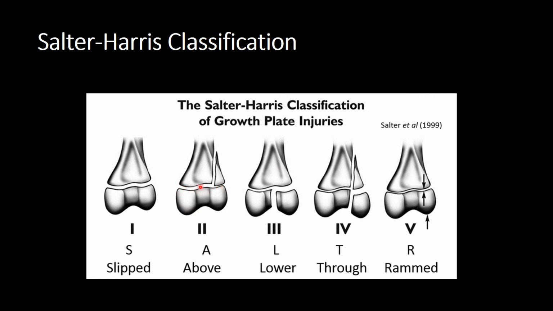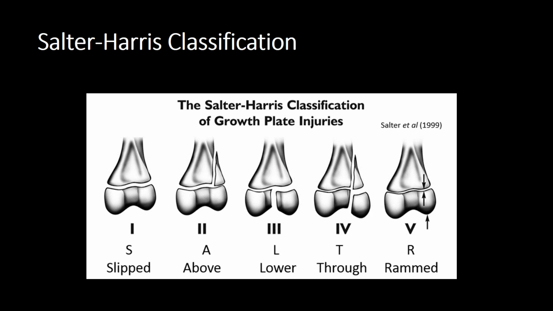Once this physis has fused, i.e. the patient becomes skeletally mature and they stop growing, the whole portion of this becomes the metaphysis. So in an adult, we don't have an epiphysis, the entire distal portion is the metaphysis.